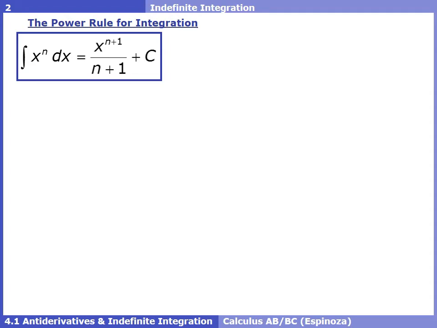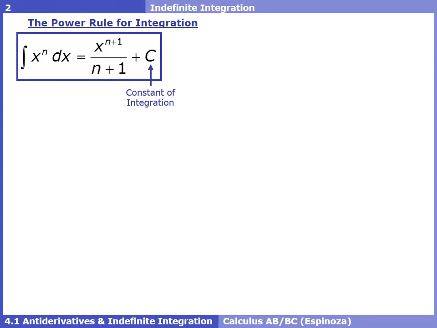And it's a fairly simple process. All we do is we take the power and add 1 to it, and then divide that x to that new power by that new power. At the end here, we're going to add this plus c, which I'll talk about why it's there, but just so you know, that's called a constant of integration.